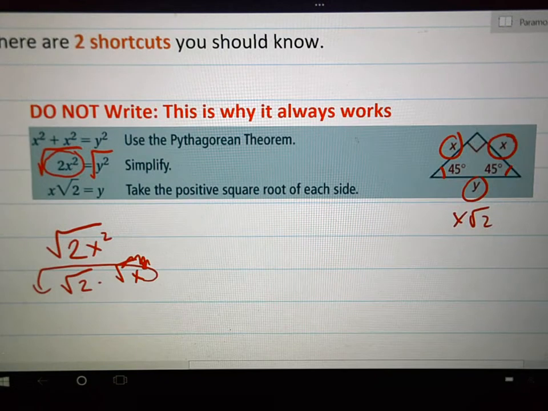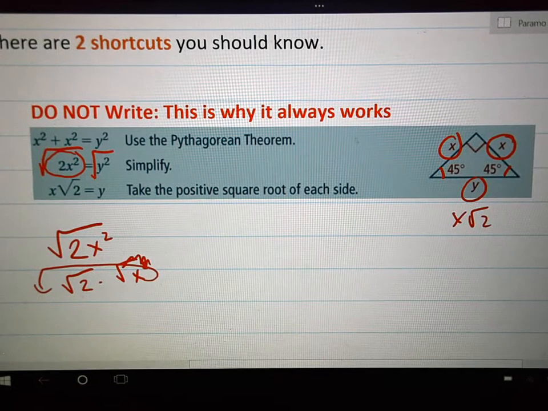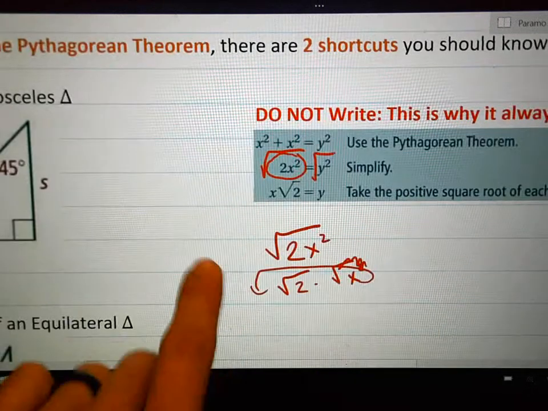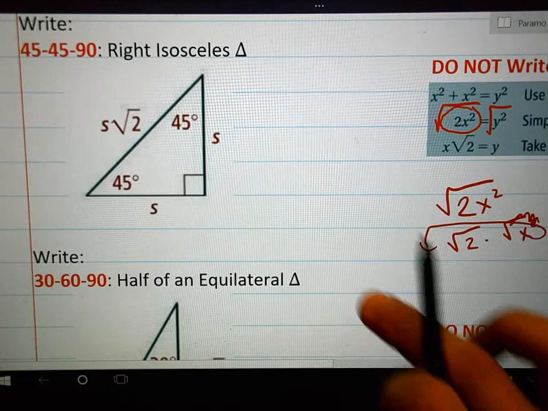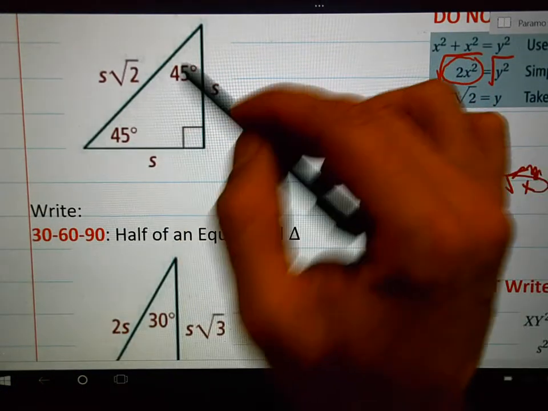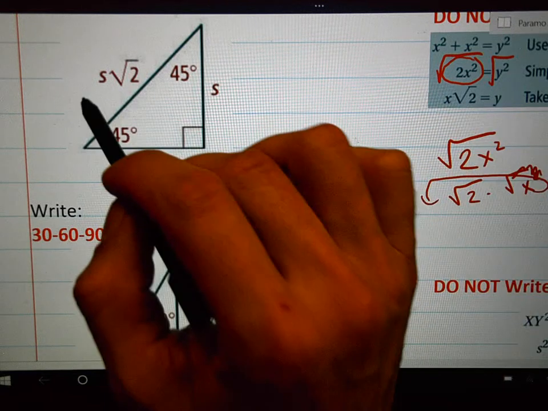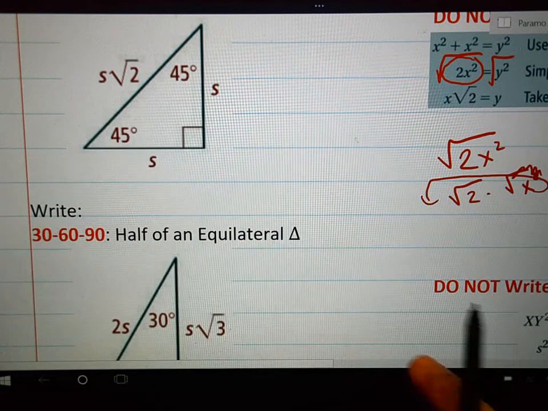Our example uses x root 2. My other textbook that I taught before this used a root 2. It doesn't matter which letter you use. The way that I remember this, I have two things that are the same. That's why it's s root 2.